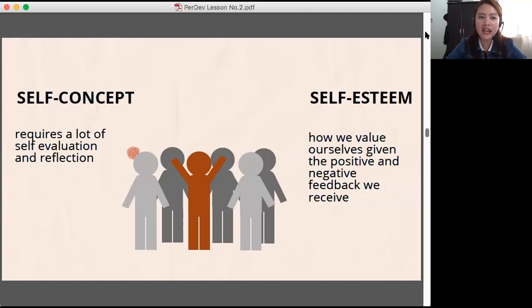Self-concept requires a lot of self-evaluation and reflection. Self-esteem is how we value ourselves given the positive and negative feedback we receive. Tandaan, na hindi nababawasan ang value mo as a person dahil lang hindi ka nakikitang worthy ng ibang tao. So that is self-esteem. You give value to yourself despite negative or positive feedback from other people.